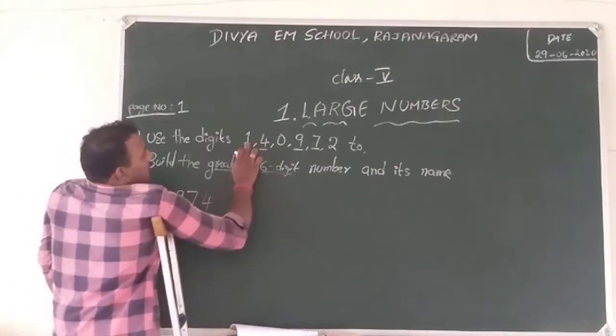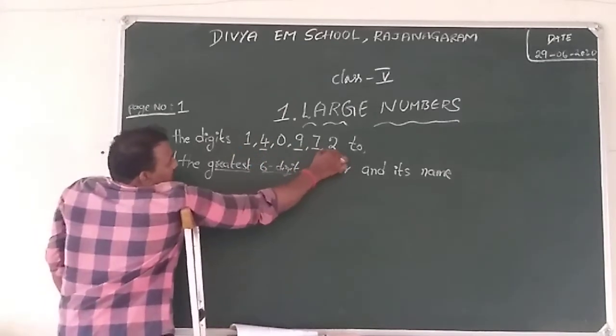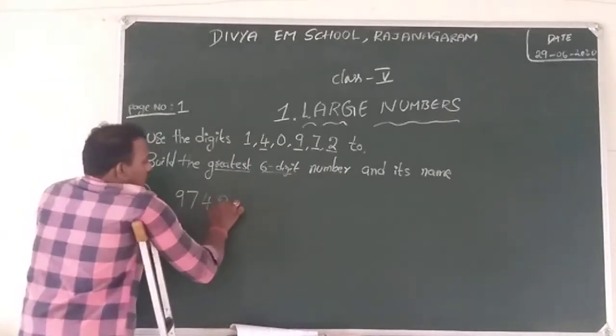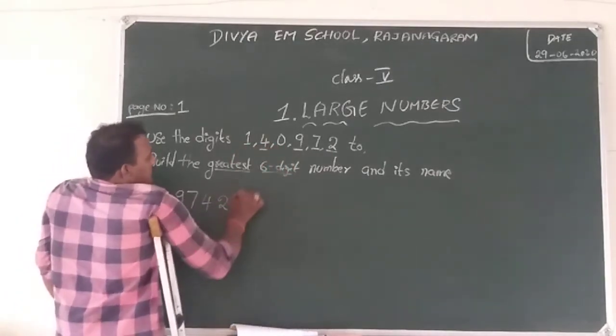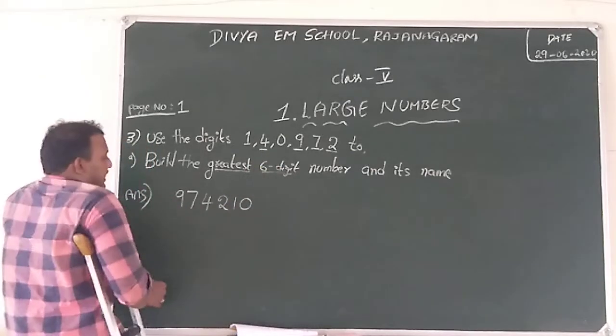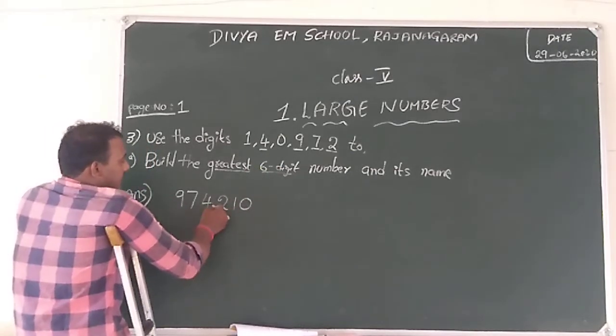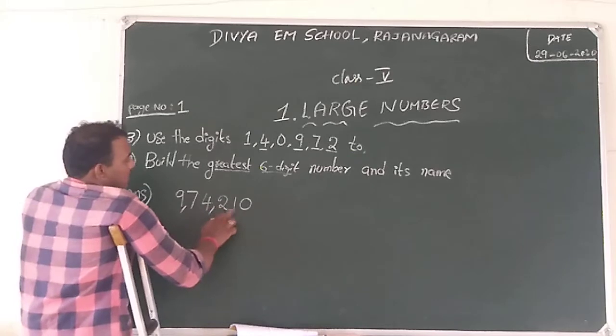Okay, now we are having 102. From 102, 2 is the big number. So I am writing 2 here. And from 1 and 0, 1 is the big number, I am writing here. And the last one is 0. Ones, tens, hundreds, thousands, ten thousands, lakhs. That is, the number is 9,74,210.